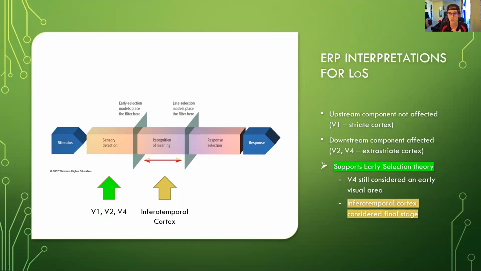So even though one's upstream and one's downstream, in relation to the grand scheme of things here, we actually are in more support of the early selection theory. So V4 is still considered an early visual area. The reason being is the inferotemporal cortex is considered the final stage. So you have the attentional cues, your sensory areas detecting them, and then you're going into object recognition, which is where the IT cortex occurs. So here we are supporting the early selection.